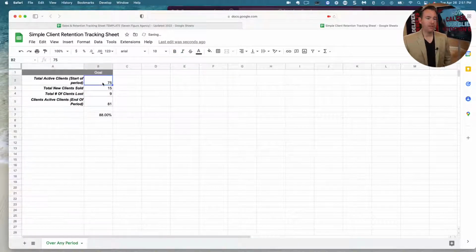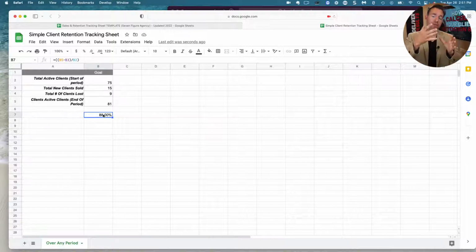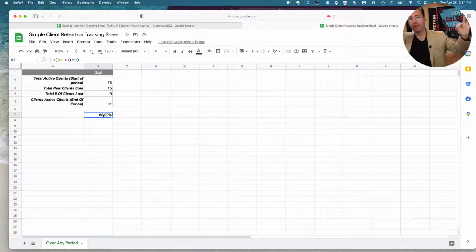So we started with 75, we ended with 81, but we also sold 15 and lost 9. That gives us an 88% monthly retention rate. This is just a simple calculation. I like to look at retention in terms of monthly average retention rate. The longer this spans, like a quarter or a year, the harder it probably is to be above 90% in average retention.